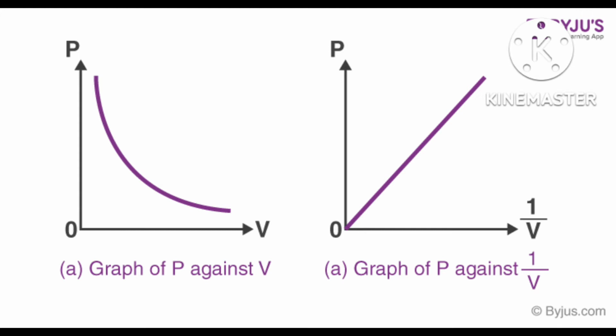that is pressure versus volume, but now you are taking volume as 1 upon V. Then this time you will get graphs at different temperatures. Suppose you have considered 3 temperatures, T1, T2, T3. The first experiment was done at T1 temperature for a fixed mass of gas. Then it was found to be a straight line.